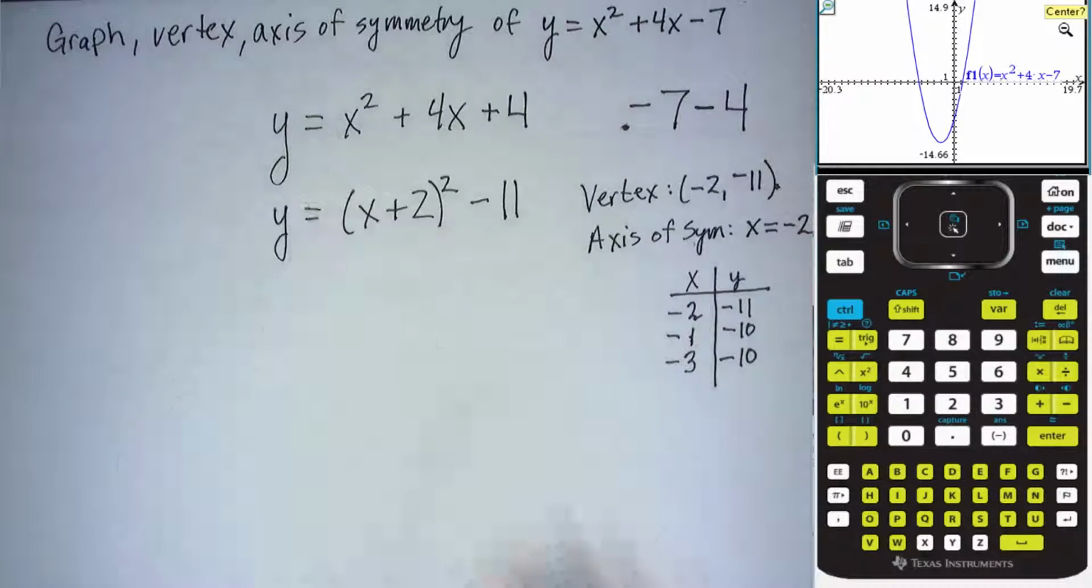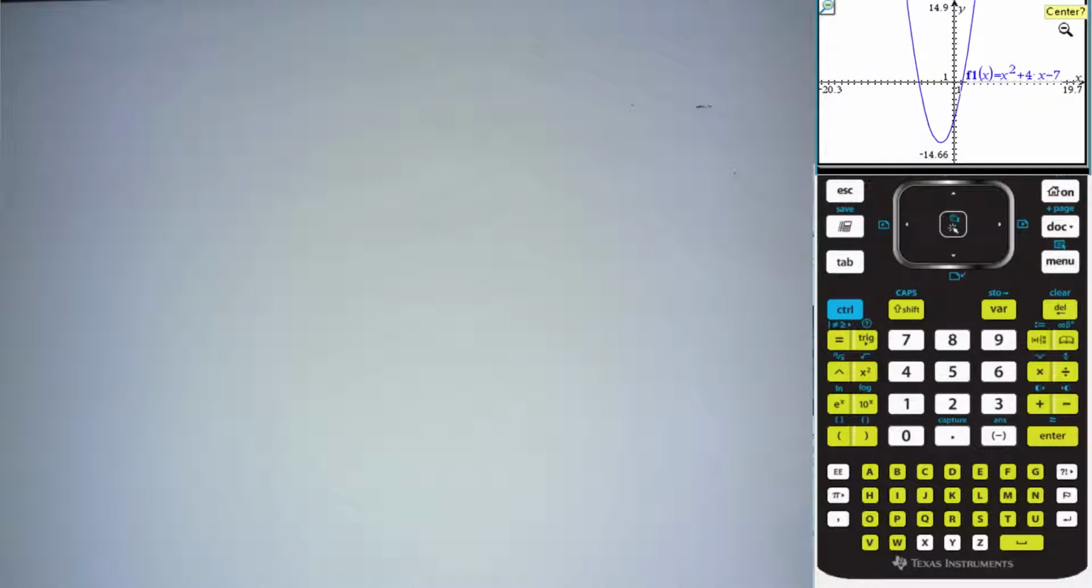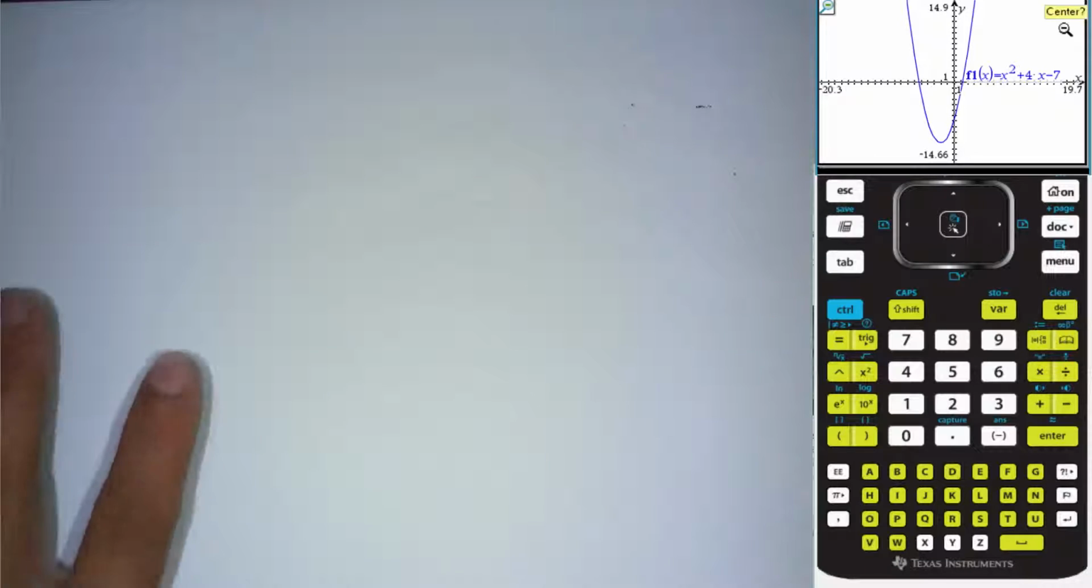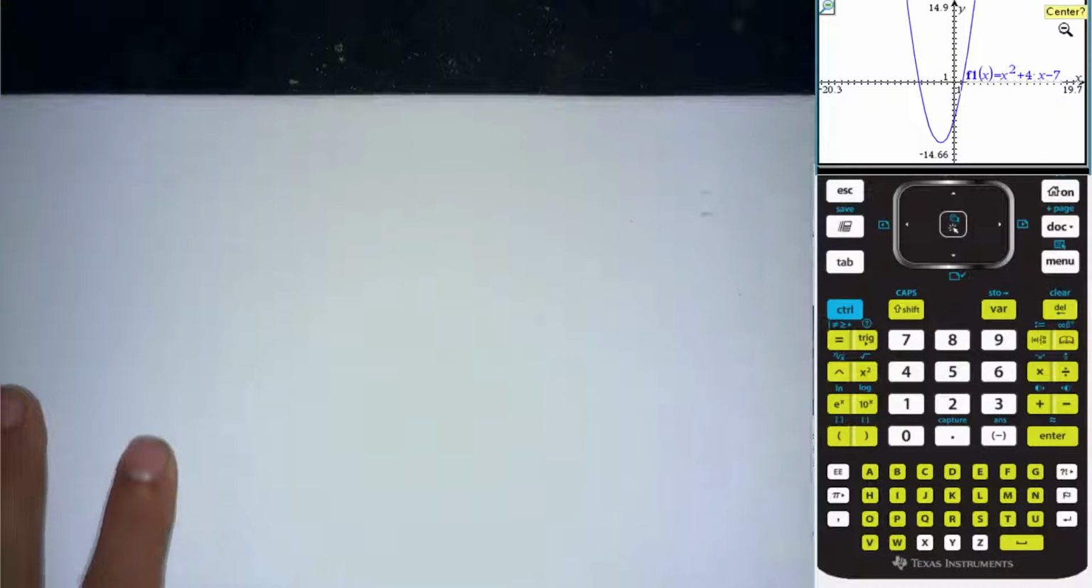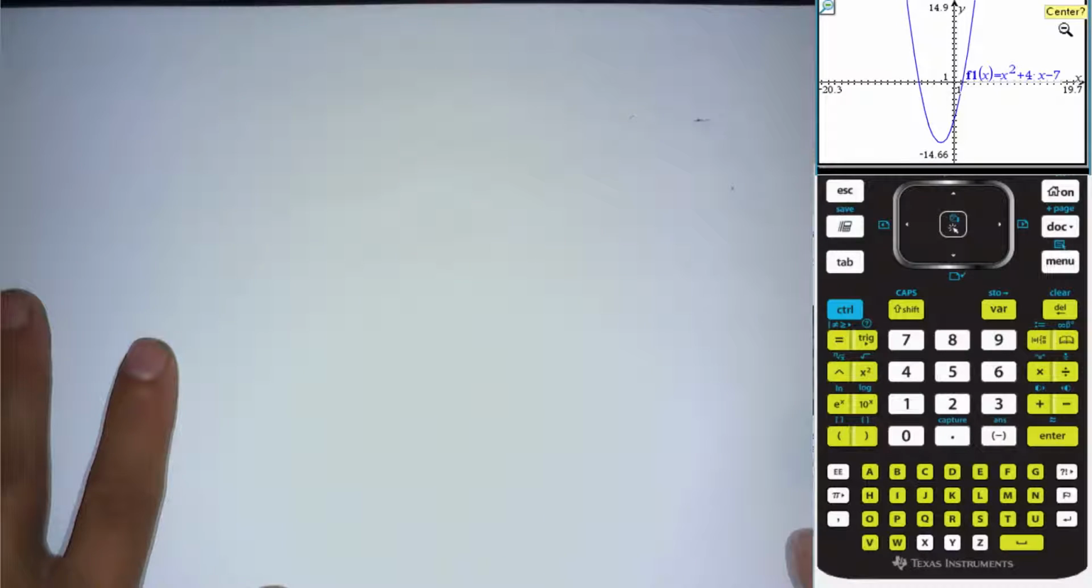All right, I said I was going to do one easy one and one hard one. I'm going to do a hard one. And what makes this one hard is that a is not going to be 1 in this example. Completing the square when a is not 1 is not hard. It's just really easy to make a big mistake.